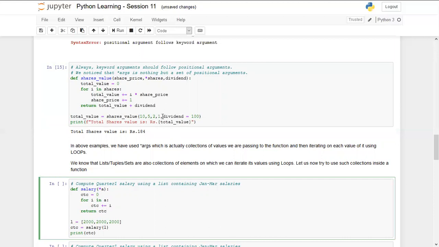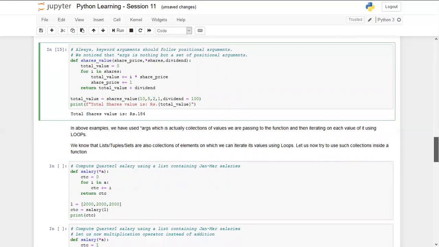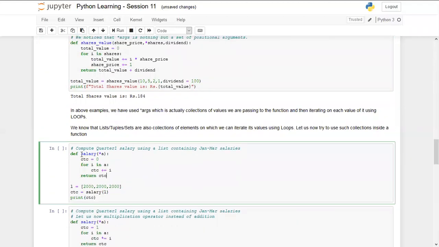So let's now understand how we can directly use lists, tuples, and other collections in the programs. Currently we are defining individual values for star args. Now we will take it collectively like this. We have the same function which is computing CTC. I'm not repeating it again. It takes only star args.